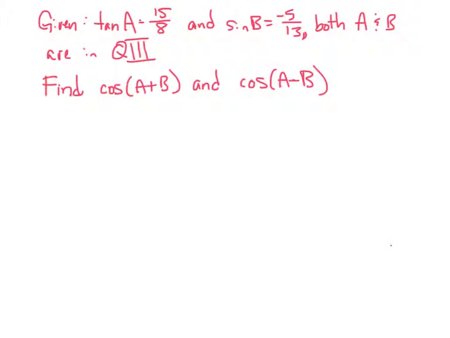Given that the tangent of angle A is 15 over 8, and the sine of angle B is negative 5 over 13, and that both A and B are in quadrant 3, we're going to find the cosine of the sum of those angles and the cosine of A minus B, the difference. Now, there are a few steps. The first step is to sketch. You're going to sketch two triangles. Now, what quadrant are they in? 3. So we have to keep that in mind. So here's angle A.